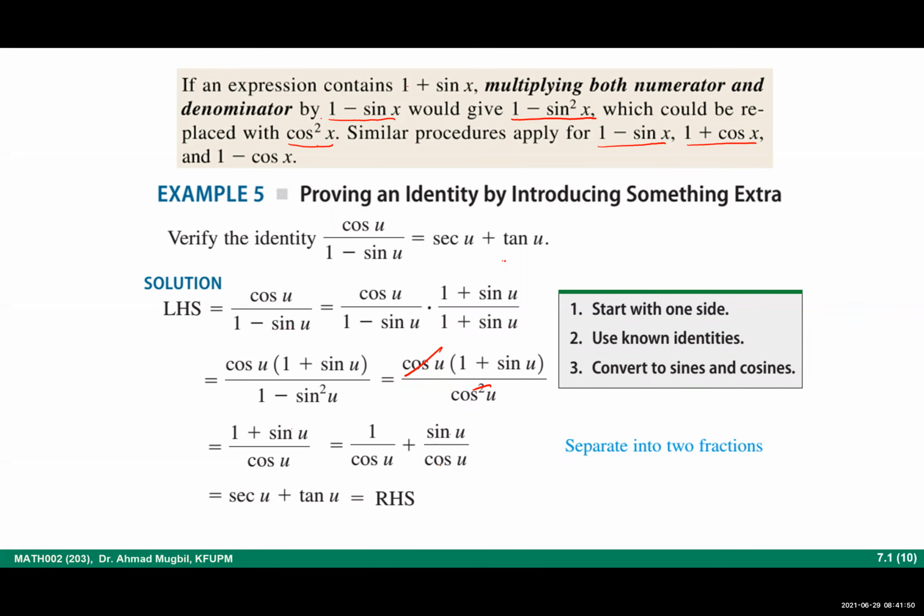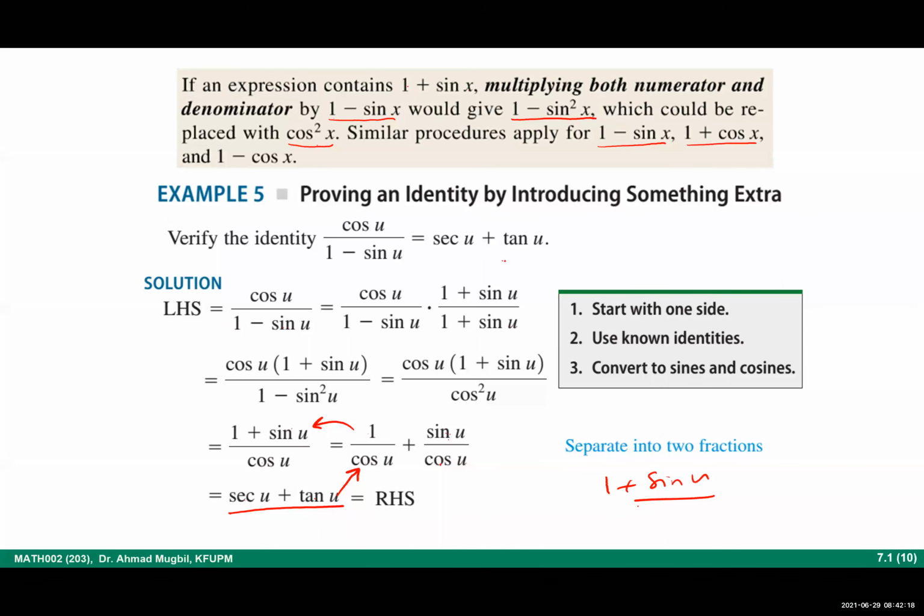Now let's see, Shabab. I think who said we can start with the right-hand side. Yes, we can. Let's see. Assume that we started with this. Can we prove that it is equal to the other side? Let's see. From here to here, it is easy. Secant is 1 over cosine. Tan is sine over cosine. Then from here to here, it is also easy. Now here, if you have 1 plus sine u over cosine u, it is not easy to go from this to this, Shabab.